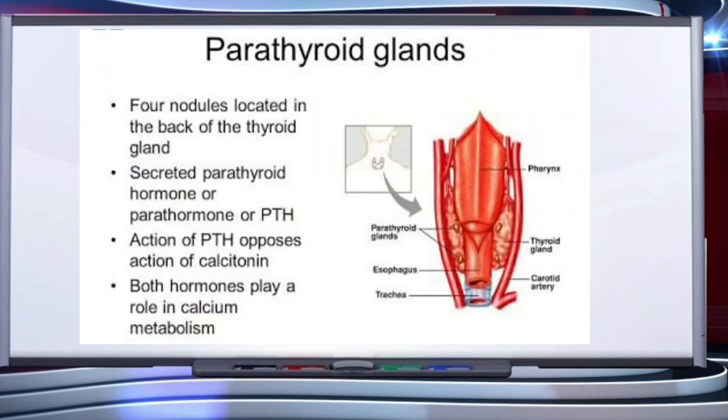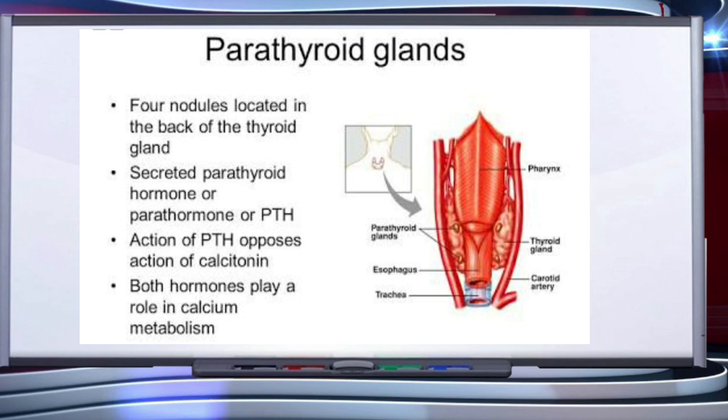Now let's talk about parathyroid gland. In humans, four parathyroid glands are present on the back side of the thyroid gland, one pair each in the two lobes of the thyroid gland. The parathyroid glands secrete a peptide hormone called parathyroid hormone or PTH. The secretion of PTH is regulated by the circulating levels of calcium ions.